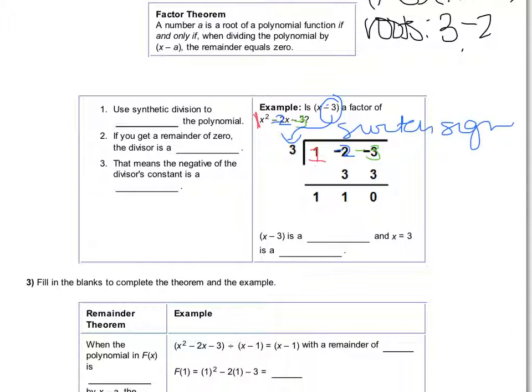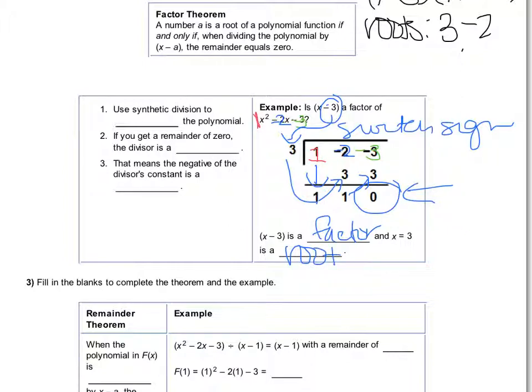And you do your synthetic division. So you bring down the 1, then you multiply 3 times 1, and that's where that 3 comes from. And negative 2 plus 3 is 1, and you multiply 3 times 1, and you get 3, and negative 3 plus 3 is 0. So here's the thing now: we've learned how to do synthetic division last time, so now we're talking about what happens when you get 0. If you get a remainder of 0, then what that means is that x minus 3 is a factor and x equals 3 is a root.